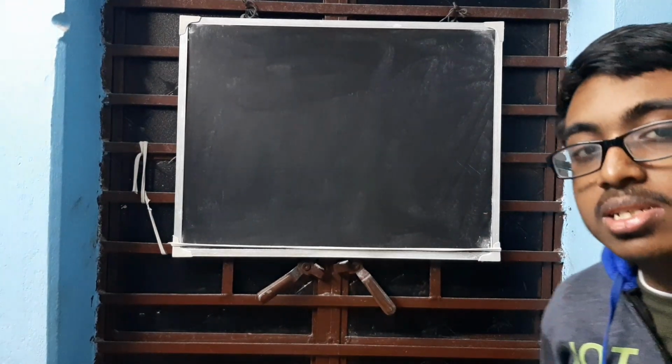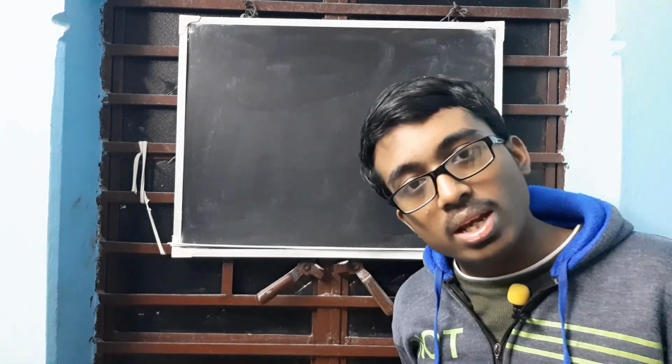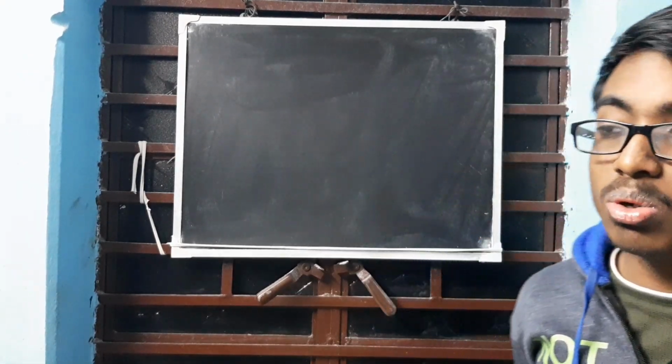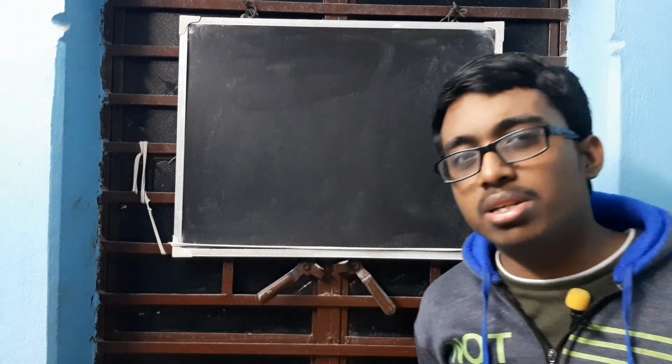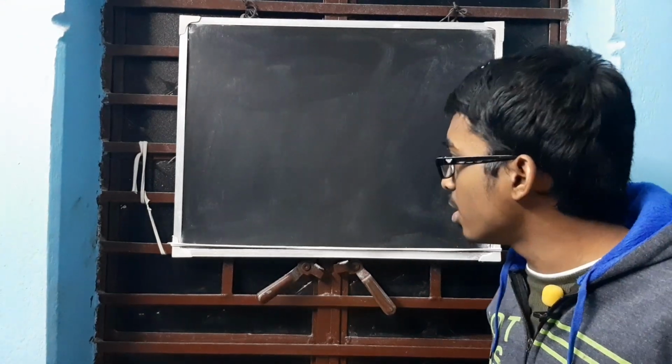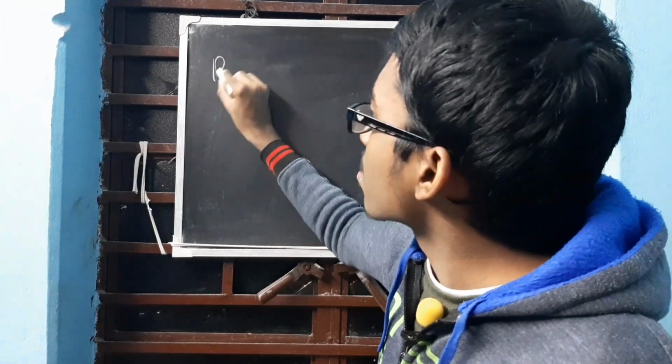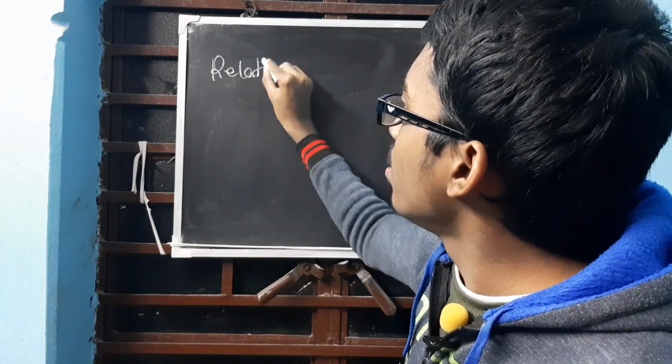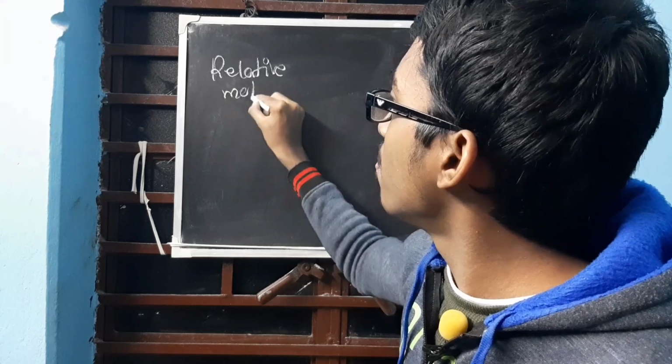There was a scientist called Stanislav. Okay, Stanislav, what did he say? He took hydrogen as the standard substance. Stanislav Cannizzaro probably was his full name. I don't exactly remember. Okay, one formula you need to remember: relative molecular mass.